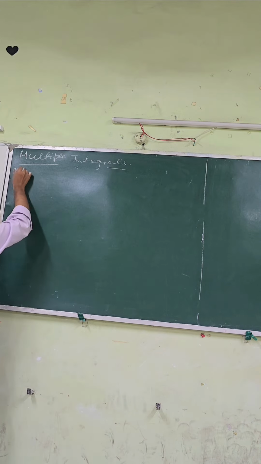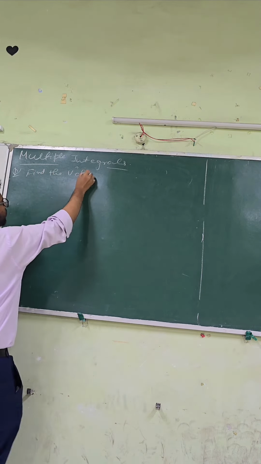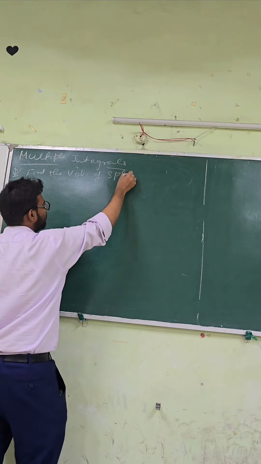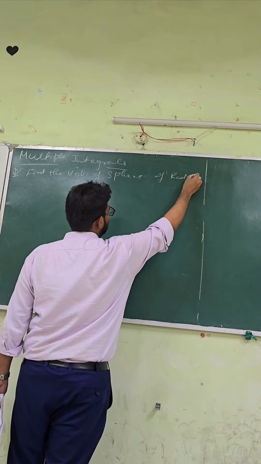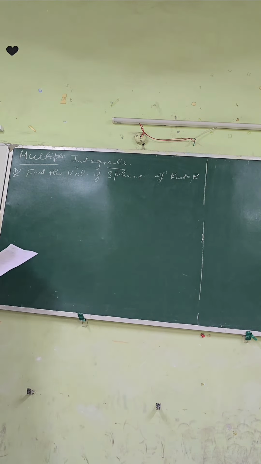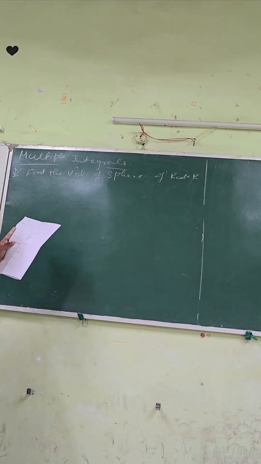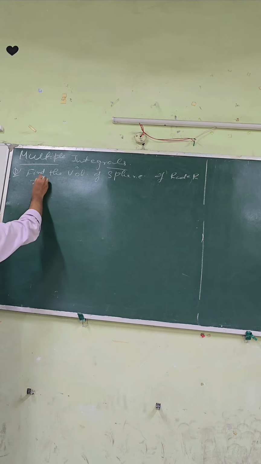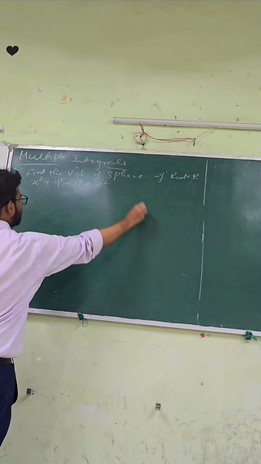So now the question is to find the volume of a sphere of radius equal to r. Right? I guess this is the question. Find the volume of the ball or the sphere of radius r, in the region x square plus y square plus z square less than or equal to r square, of course, right?